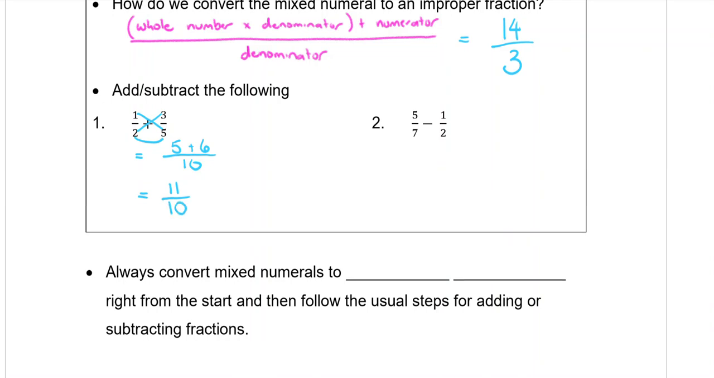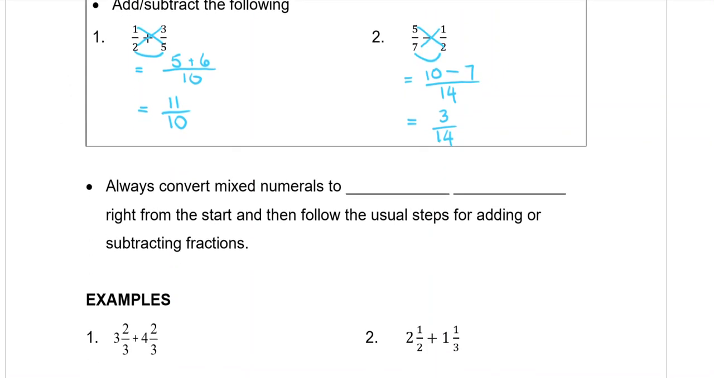Question 2. We multiply 7 with 2 to get 14. Then we start from the top down. So 5 times 2 is 10. This time we are subtracting 1 times 7, which is 7. 10 take away 7 is 3 out of 14. Okay, hopefully you remember that from last lesson's work.